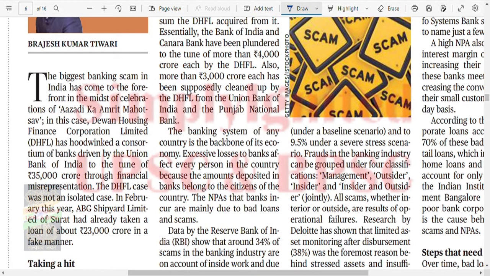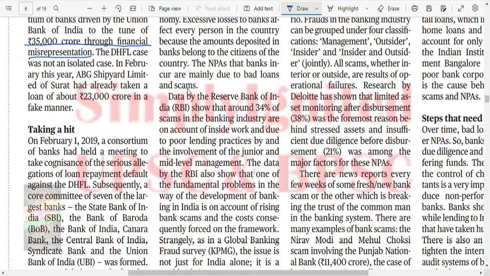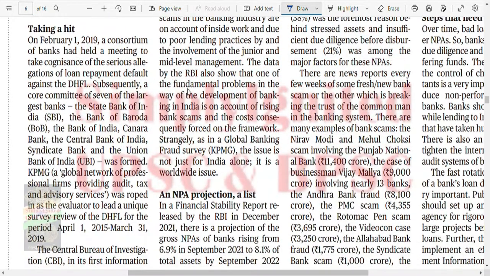The biggest banking scam has come to the forefront amidst the celebration of Azadi Ka Amrit Mahotsav, in which Dewan Housing Finance Corporation Limited has hoodwinked a consortium of banks led by Union Bank of India to the tune of 35,000 crore through financial misrepresentation. The case was not isolated. In February also, ABG Shipyard Limited had taken a loan of 23,000 crore in a fraudulent manner. On 1st February 2019, a consortium of banks held a meeting to take cognizance of serious allegations of loan repayment default against DHFL.